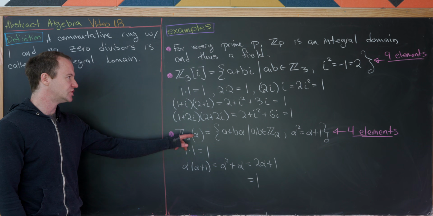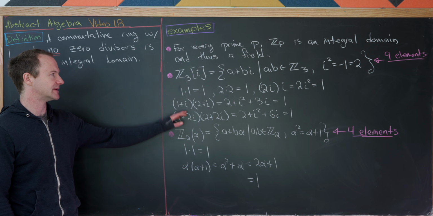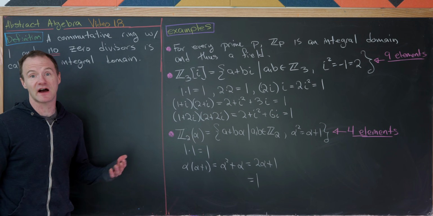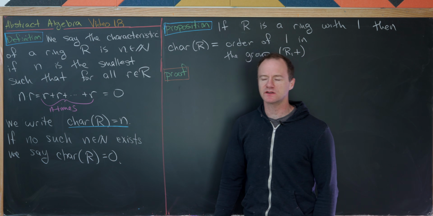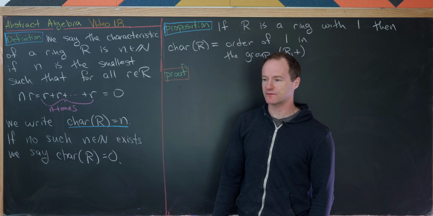Now if you look at Z2 adjoin i, kind of in the same spirit of this, you'll actually find that there are zero divisors, so you do not get a field. Now we're going to move on to look at something called the characteristic of a ring.